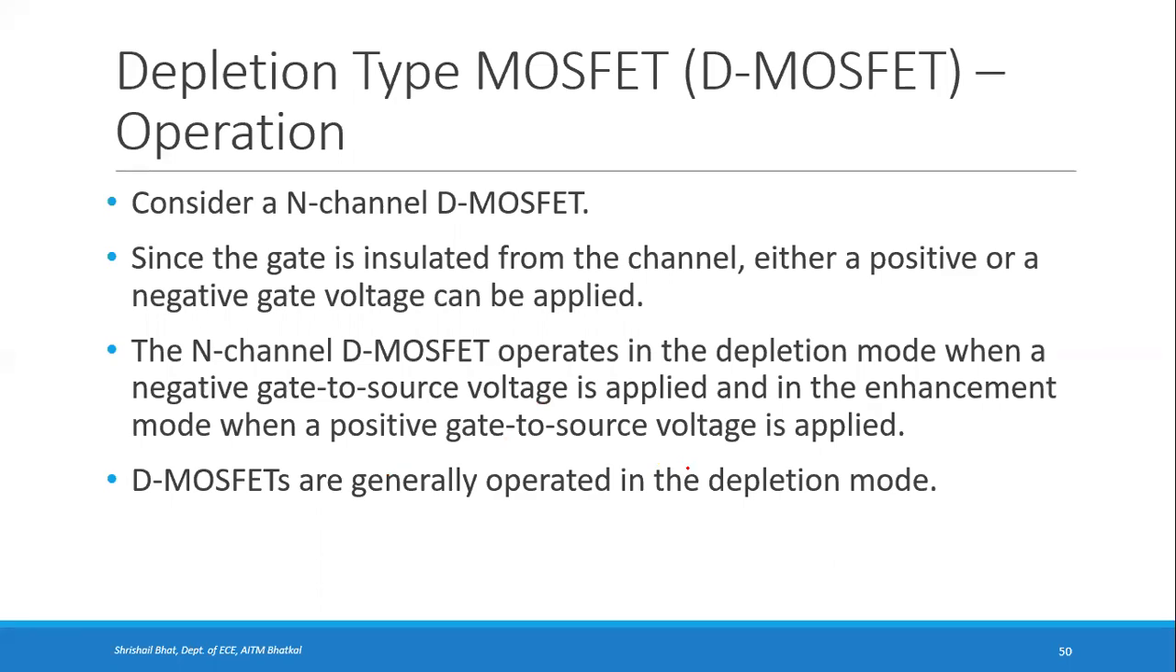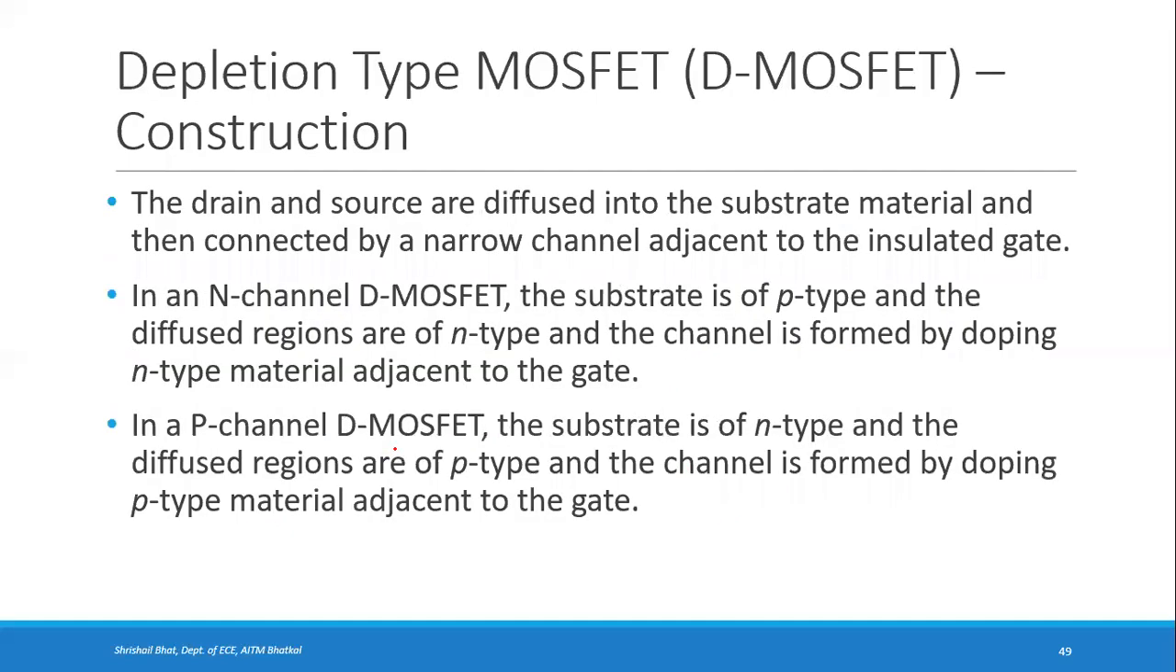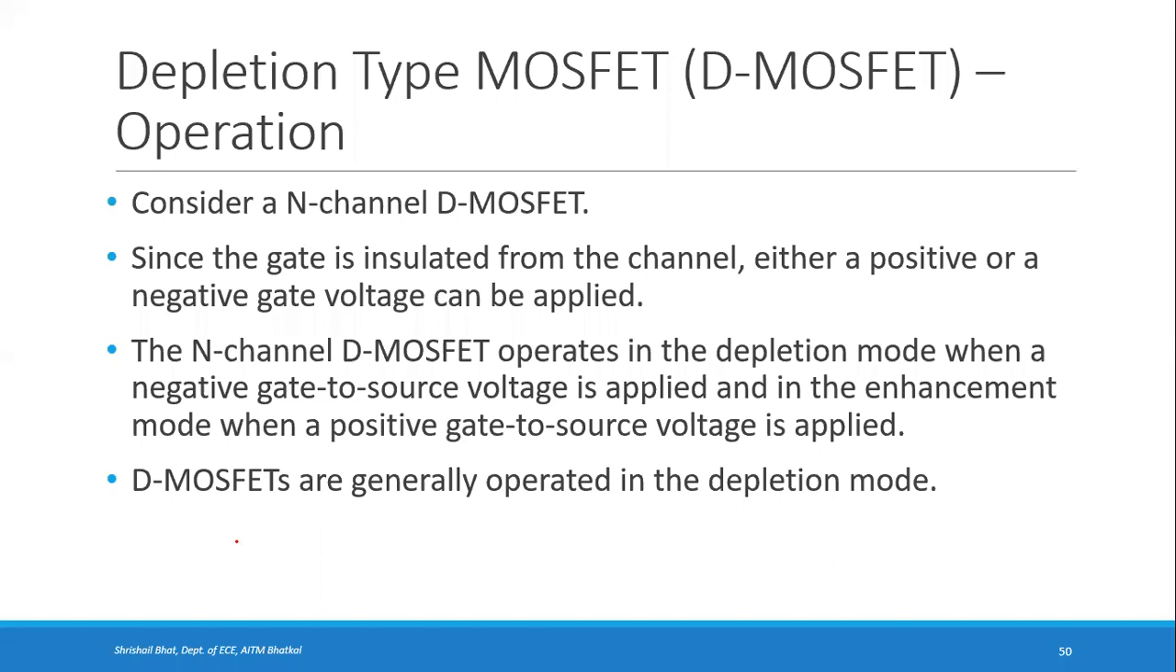When it is positive, we have seen the operation in E-MOSFET. Same thing happens. When you connect it to positive, the charges get induced here. Already the channel is there. The channel resistance will still decrease. That means the conductivity of the channel is furthermore enhanced when you connect a positive. It acts in enhancement mode. But when you connect negative, it works in depletion mode. The D-MOSFETs are generally operated in the depletion mode.